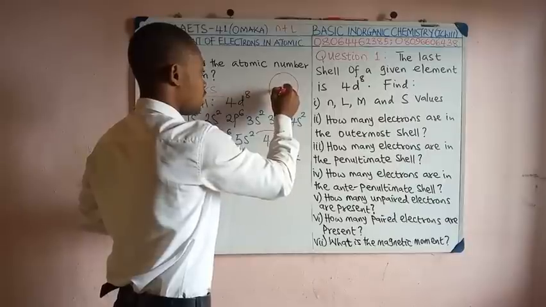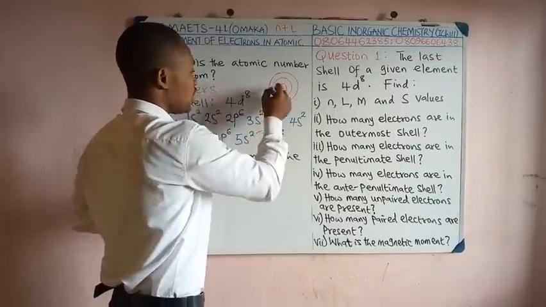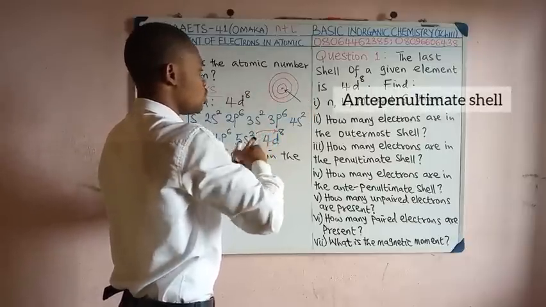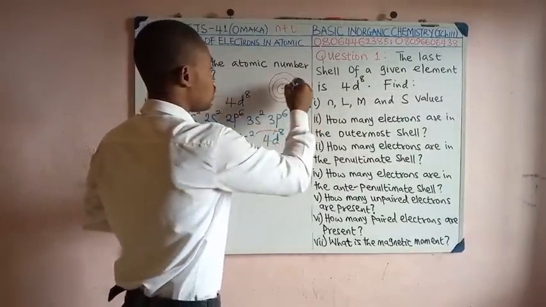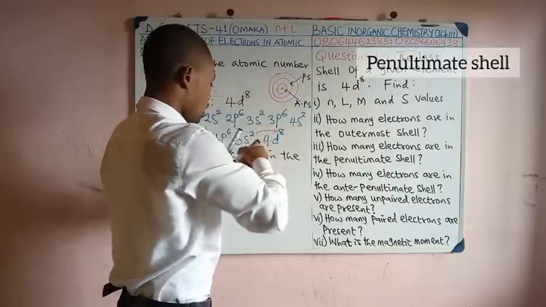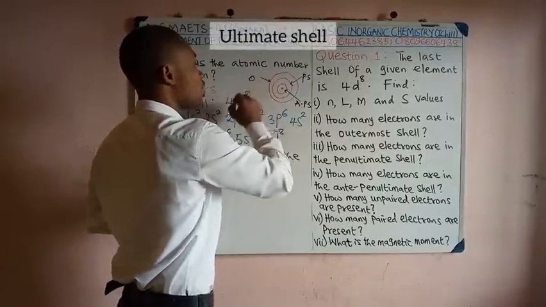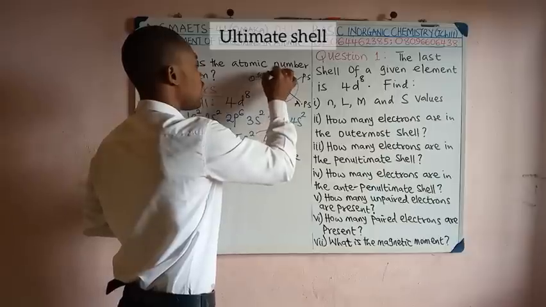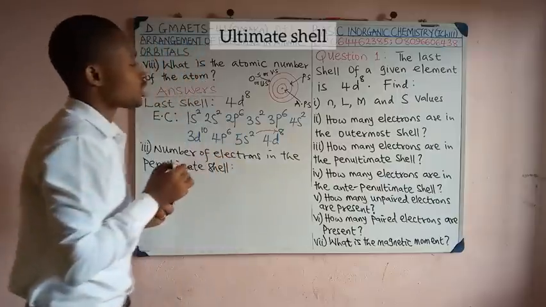So if this is my nucleus, we have this, then we'll have this. We refer to the inner one as the antepenultimate. Permit me to use AP for it, antepenultimate shell. And then we refer to this one as the penultimate shell. Permit me to use PS for it. And then the one outside, we refer to it as the outermost shell, or you can call it the valence shell, or the ultimate shell. So take note of that.